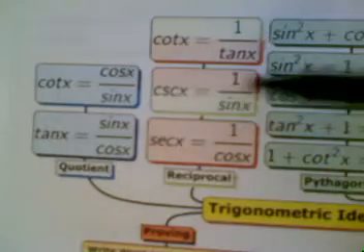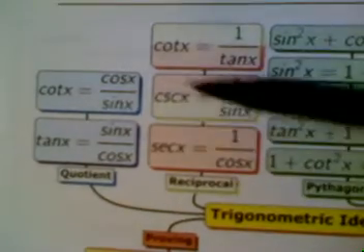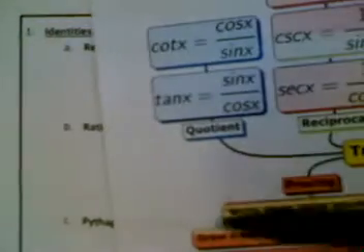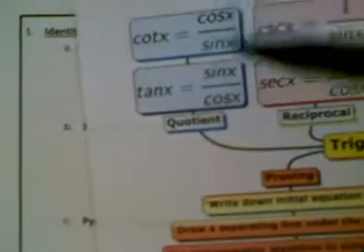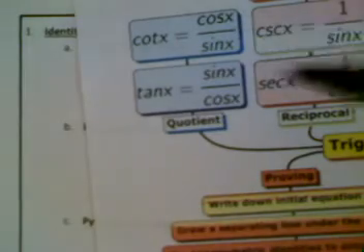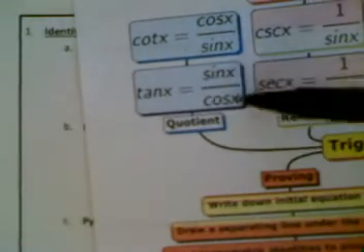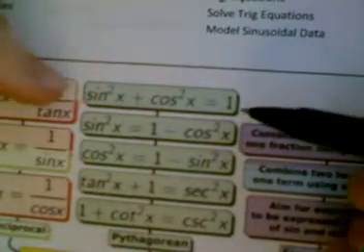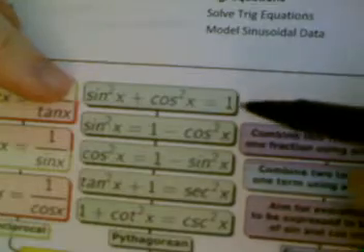The fact that cosecant is 1 over sine, secant is 1 over cosine, cotangent is 1 over tangent. Your ratio identities are the same thing as these quotient ones right here. Cotangent is cosine over sine, and tangent is sine over cosine. The next one is the Pythagorean identities. Now, these ones we've worked with before. This first one is the most basic version.